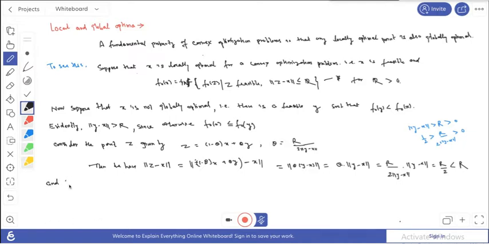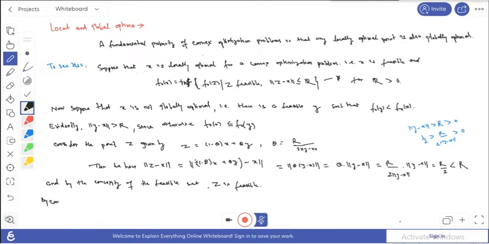By the convexity of the feasible set, z is basically feasible, because it lies in this interval. So z is feasible.